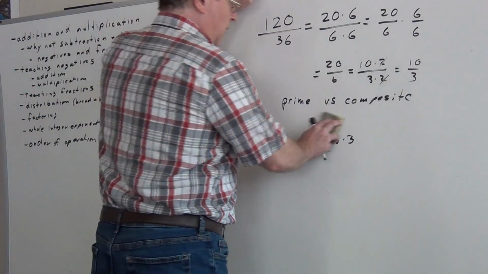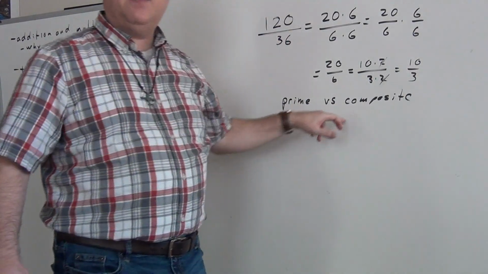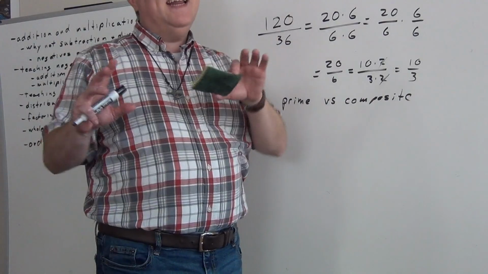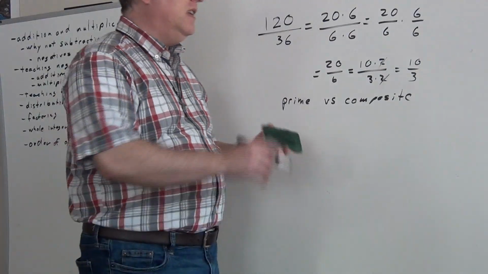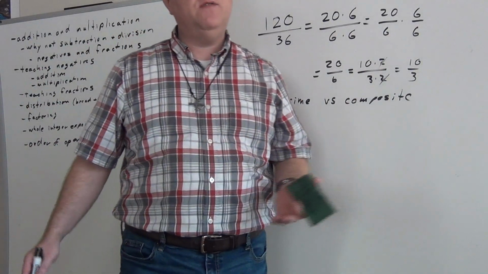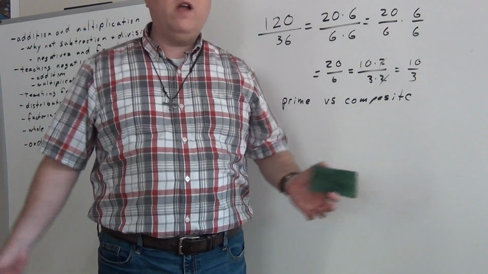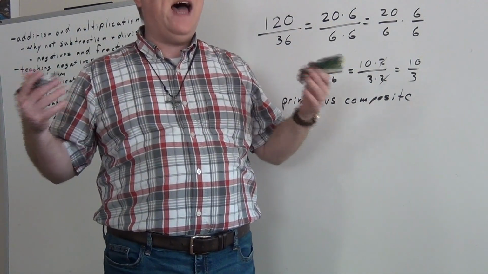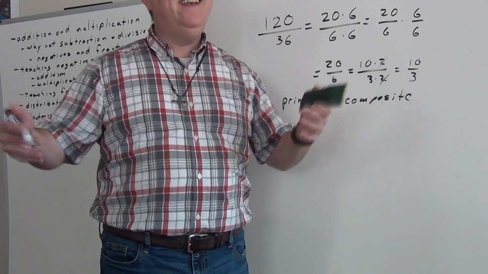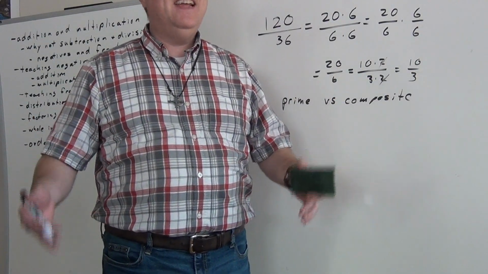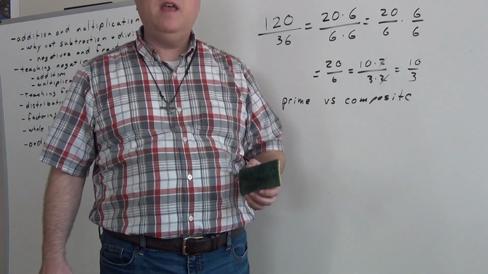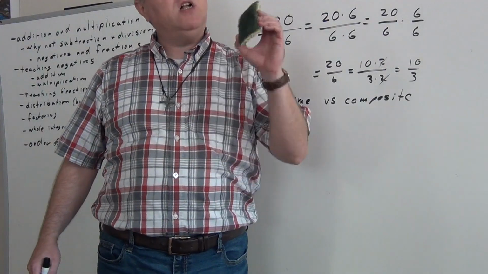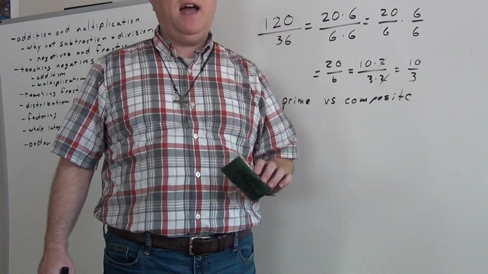So, if you get into this prime versus composite, you can get into divisibility rules, which are cool. Like if a number ends in 2, 4, 6, 8, or 0, it's divisible by 2. Or if the digits of a number add up to a multiple of 3, the number is a multiple of 3. If the number ends in a 5 or a 0, it's divisible by 5. If the digits of a number add up to a multiple of 9, the number is a multiple of 9.